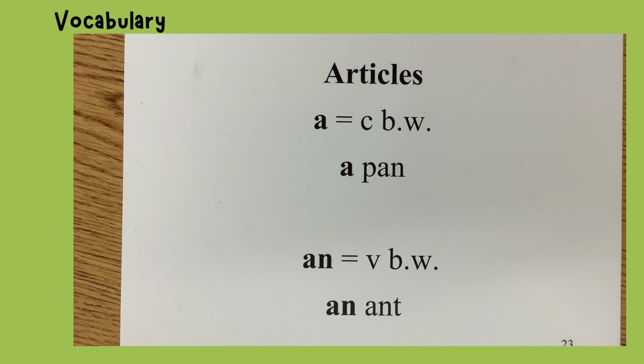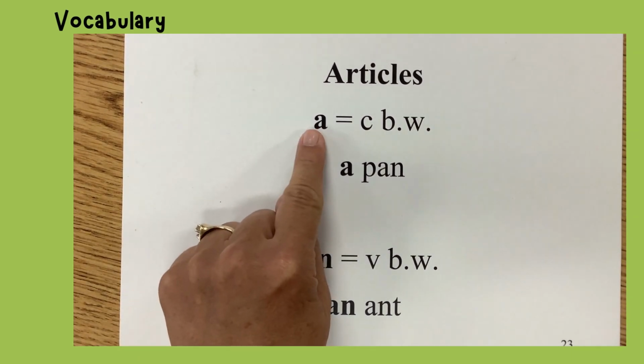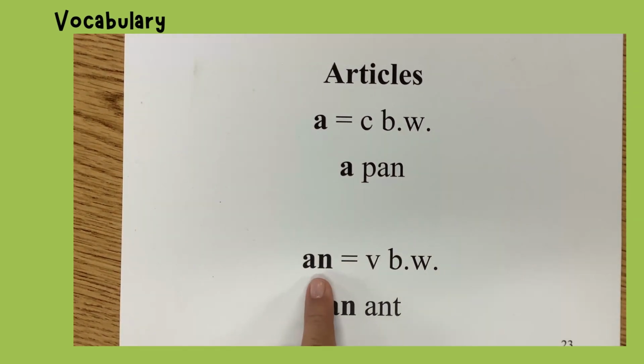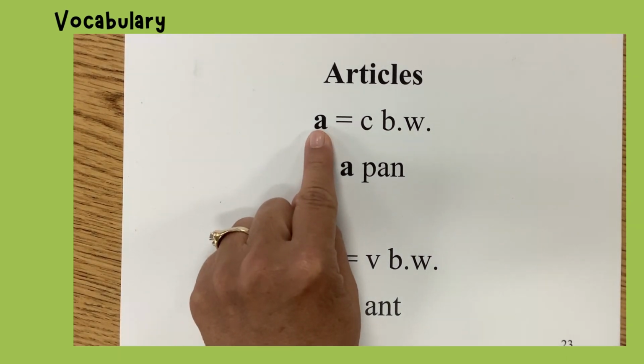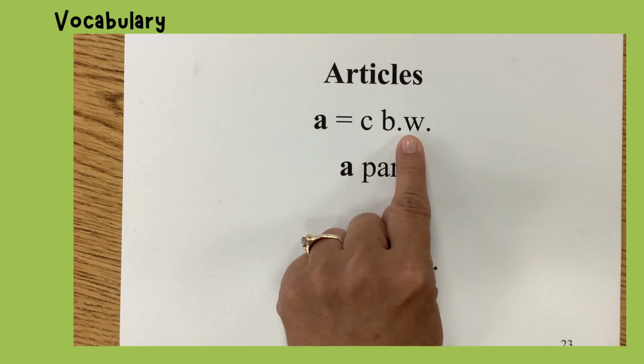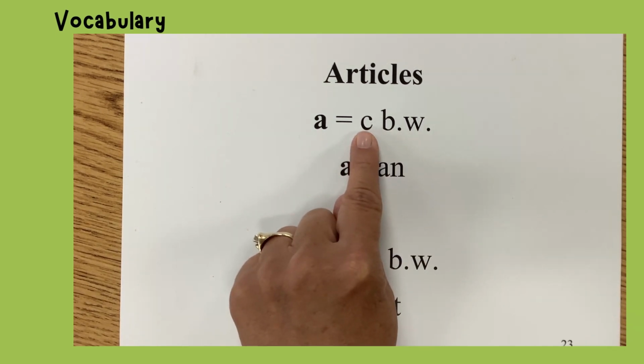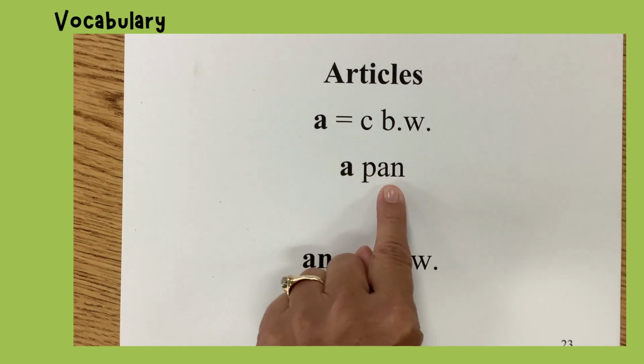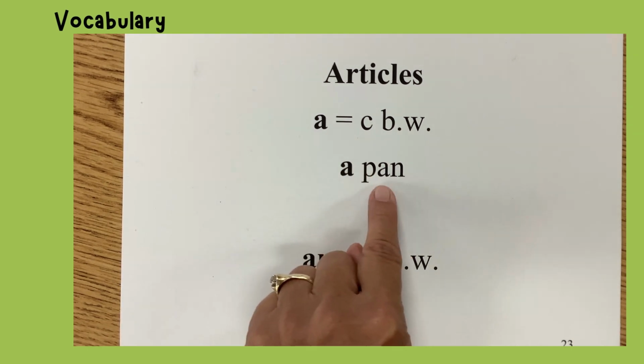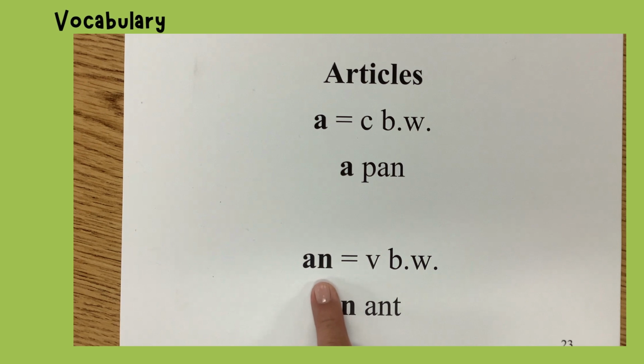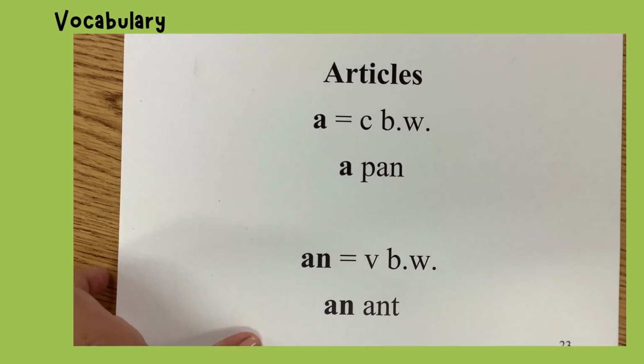We know there's lots of articles in English. Today we're going to work with a, which can also be pronounced uh, and we're going to work with an. We know a comes before base words that have a consonant sound, like in a pan. We know an is used before base words that have a vowel sound, as in an ant.